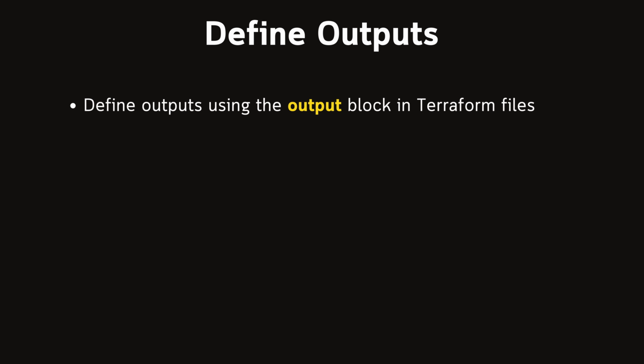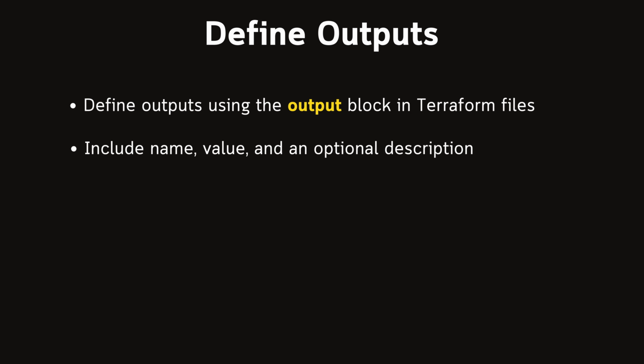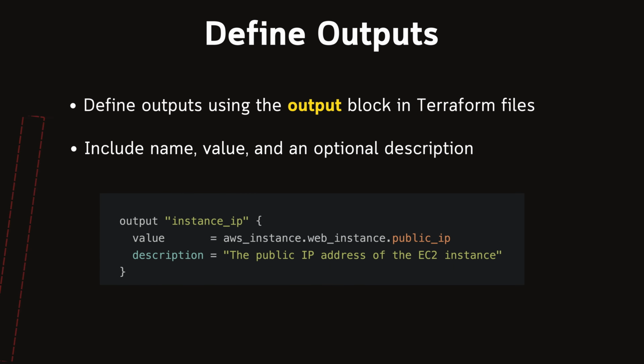To declare an output, use the output block in your Terraform configuration file. This block specifies the name for the output, the value you want to extract, and optional arguments like description. Depending on the attributes, some of them are only available after Terraform apply. In this example, we have an IP address output, which is essentially going to provide the public IP of the web-instance EC2 instance that we would have declared above in our configuration.